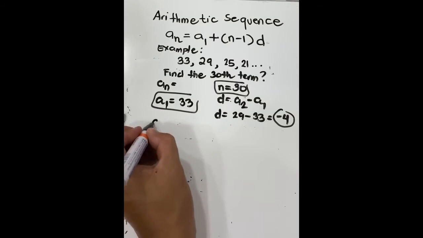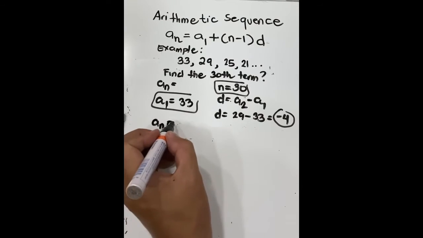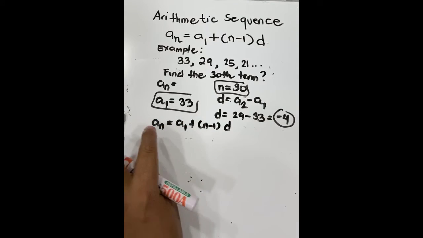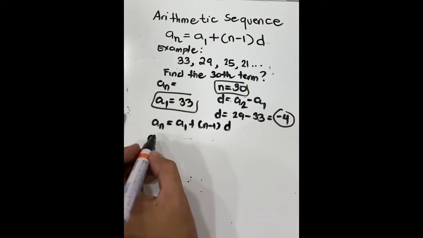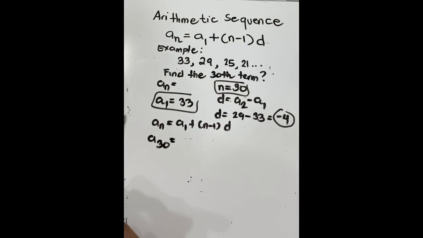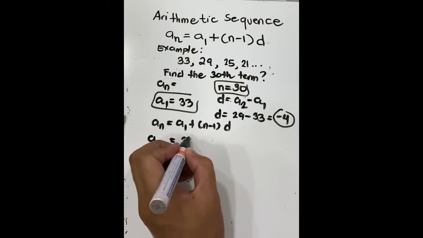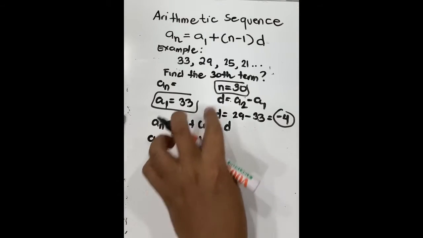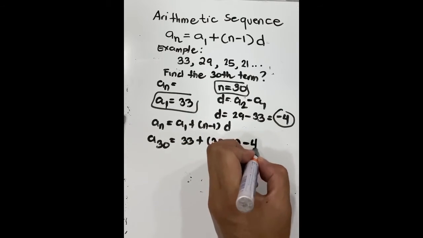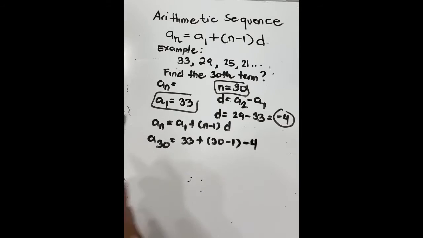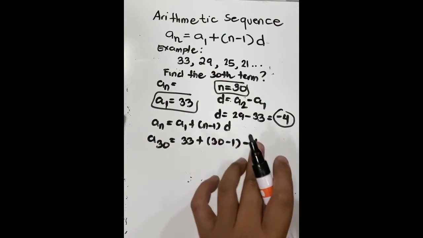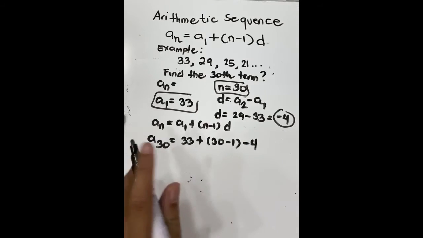So, a sub n is equal to a sub 1 plus quantity n minus 1 d. So, our a sub n, so yung hinahanap natin yung pang 30th term, so that is a sub 30, is equal to a sub 1, which is 33, plus n, the number of terms, 30 minus 1, and our d is negative 4. So, na-substitute na lahat natin ng needed information.